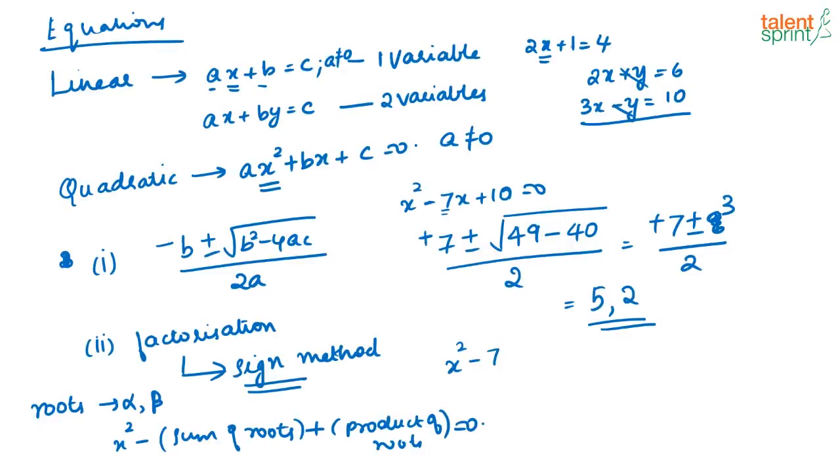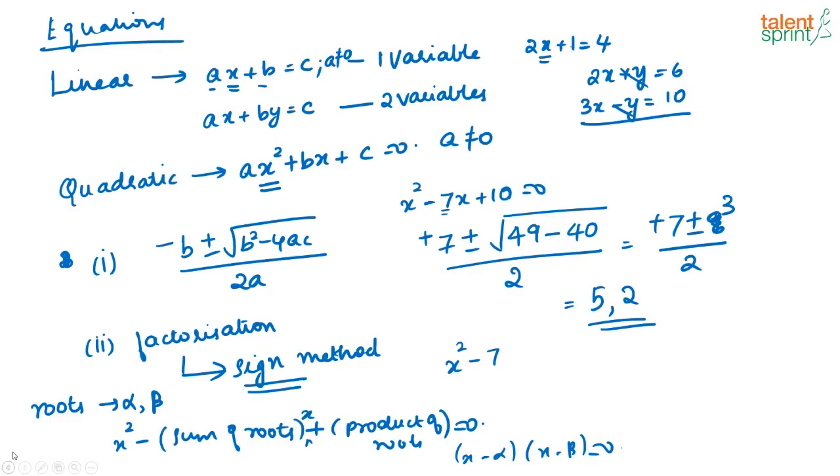This is one thing that you should know about a quadratic equation. Any quadratic equation you can represent in this form: x squared minus sum of the roots into x plus product of the roots is equal to 0. Similarly, if you have a quadratic equation whose roots are alpha and beta, then you can say that the equation can be represented like this: x minus alpha into x minus beta is equal to 0. Just keep these two things in mind.